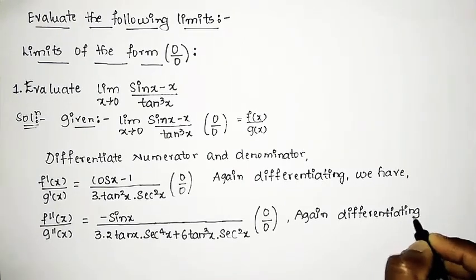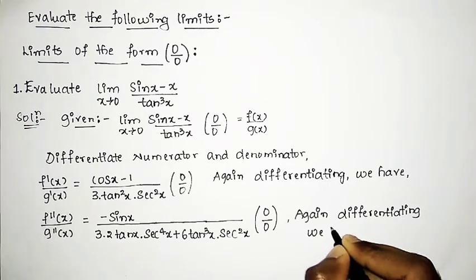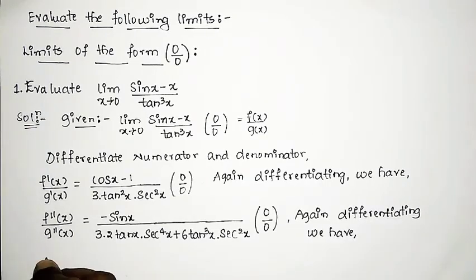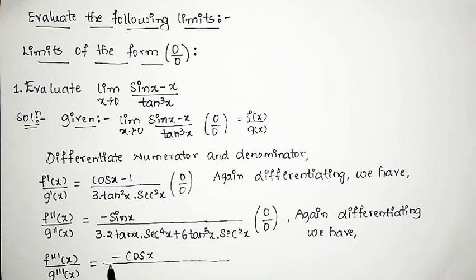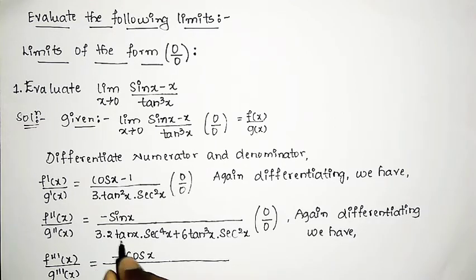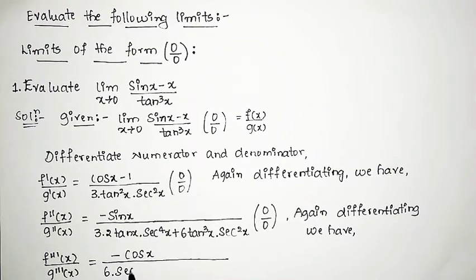We need to differentiate till we get a finite value. So again differentiating, we have f triple dash of x divided by g triple dash of x. Again we need to differentiate the numerator and denominator. Differentiation of sin x is cos x, keeping the minus sign as it is, divided by: 3 into 2 is 6 into the differentiation of sec raised to 4x, so it will be sec raised to 6x.